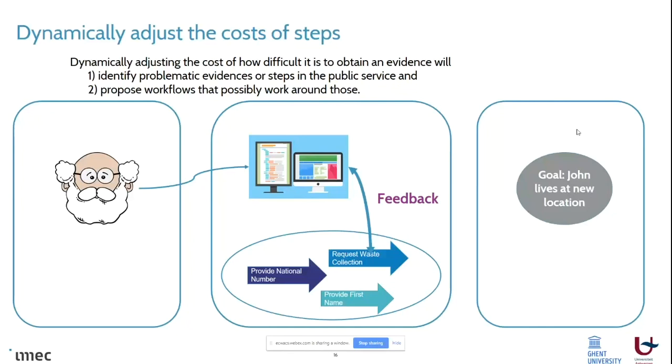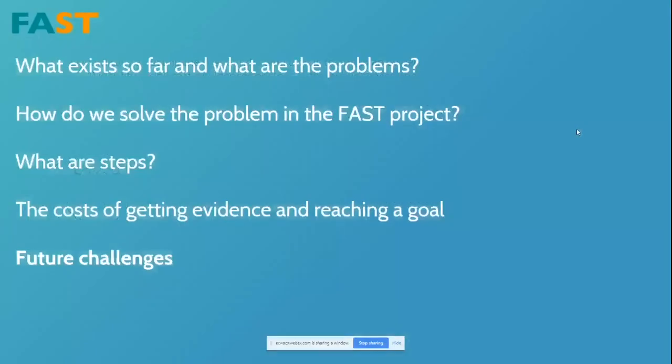And this, of course, helps us. This has two main advantages. We can identify problematic evidences or steps in a public service, where we see, oh wow, providing this evidence is actually a quite costly process, but maybe our reasoner provided an easier workflow to reach that goal, so we can also propose optimizations of these workflows. And that's basically what we are trying to do in the project on a high level.